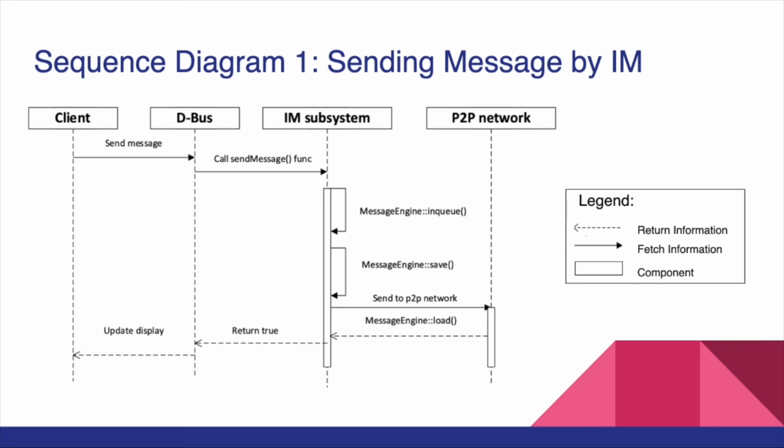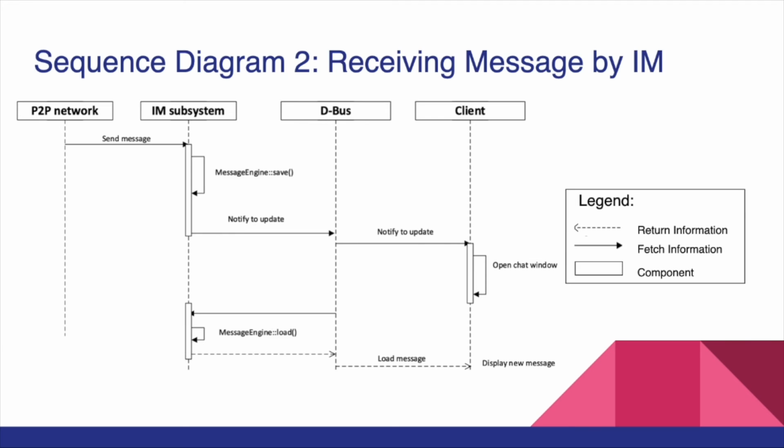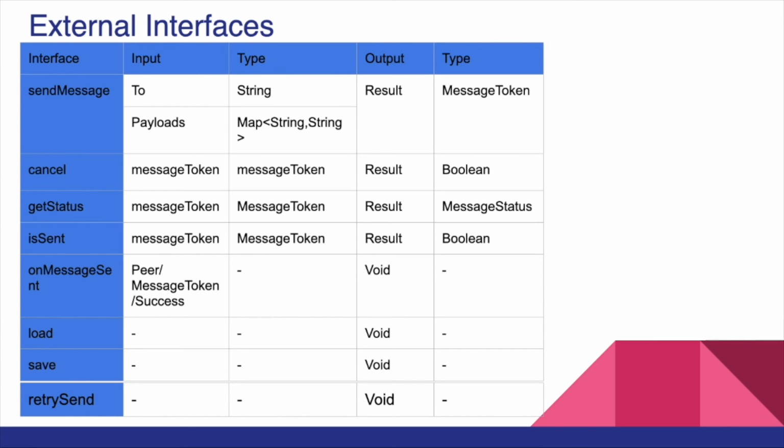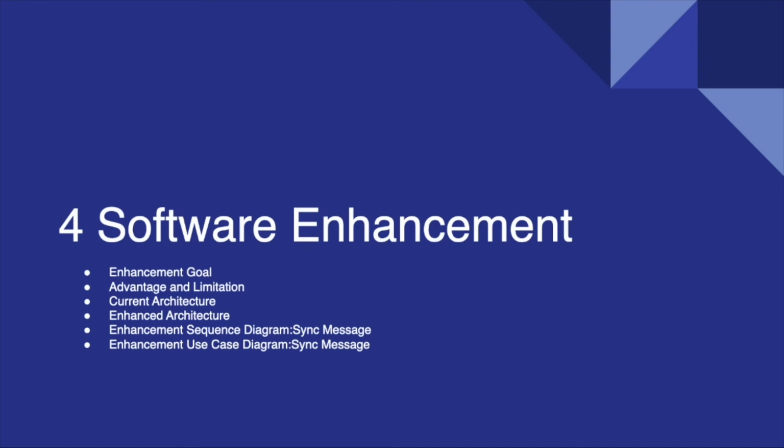Here are the sequence diagrams for sending the message and receiving the message by instant messaging. These are the interfaces of the instant message subsystem. Despite Yami being a relatively secure app for communication, there are still potential features or changes that could be implemented in the future.